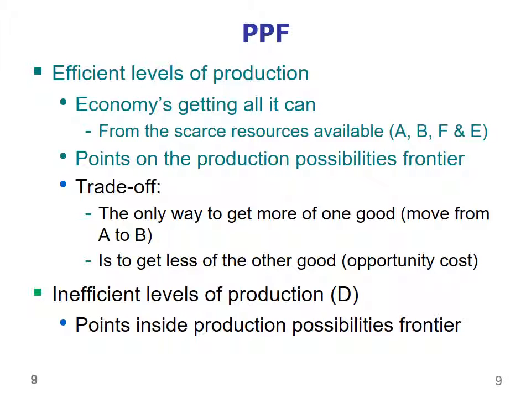The second key concept we learned was that of a trade-off. To get more cars, you had to give up on computers. Conversely, to get more computers, you had to give up on cars. In our example, a move from point A to point B resulted in 100 more cars at the expense of 200 computers. Thus, 200 computers was the opportunity cost of getting 100 more cars.